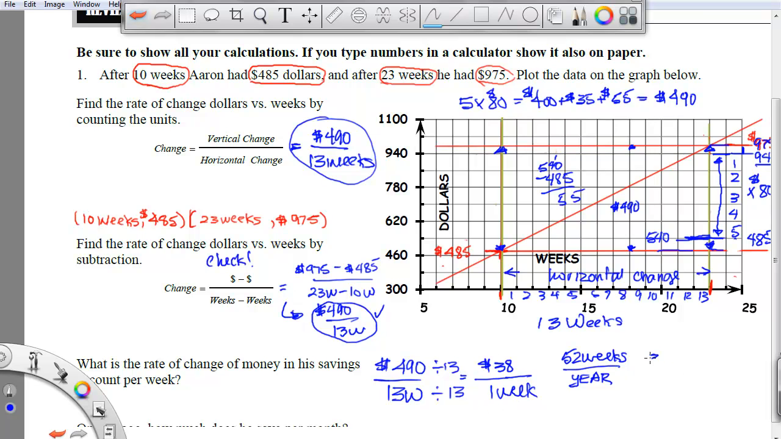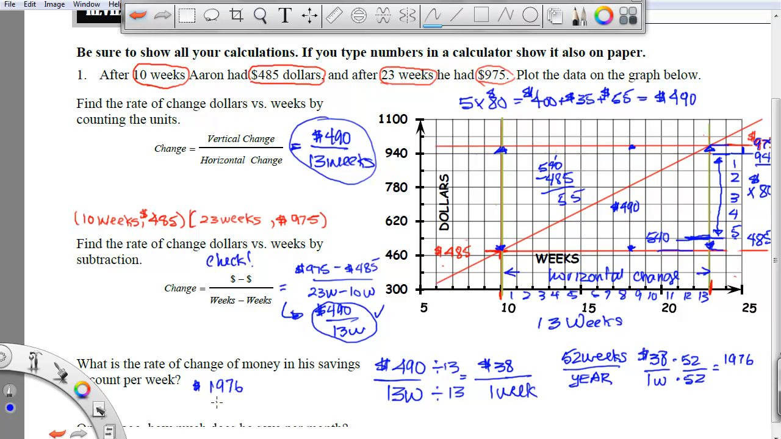So we want to change weeks to years. We take the $38 per 1 week. We times it by 52 to get 52 weeks, which is a year, and we times 52 on the bottom. We also have to times 52 to the top. So 38 times 52, that gives me $1,976. Okay. I'm going to come over here and finish this.